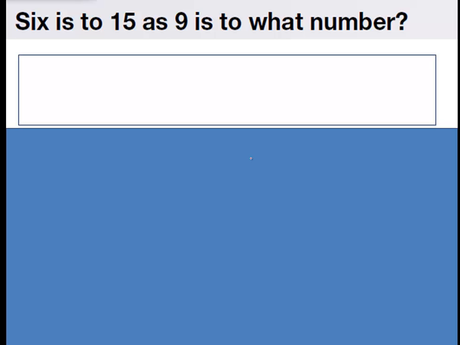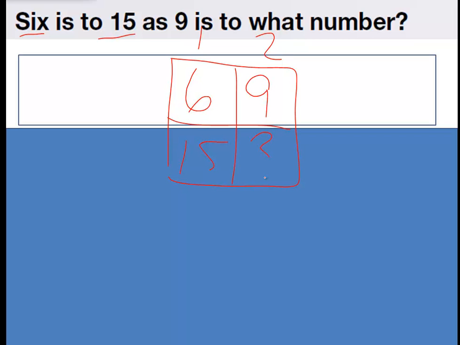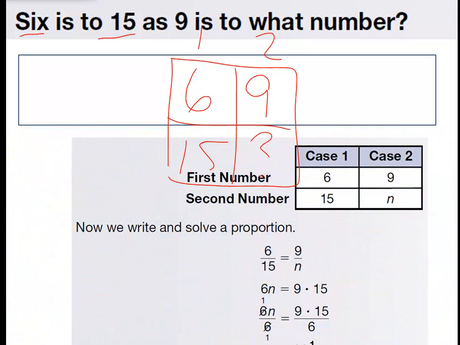Okay, so let's do it together now. Let's go ahead and set up our box. We've got scenario 1, scenario 2. And in this case, they're not giving us anything. We're not saying what it is, but it says that 6 is to 15, what 9 is to what number. That's your setup. That's the way you're going to do it.